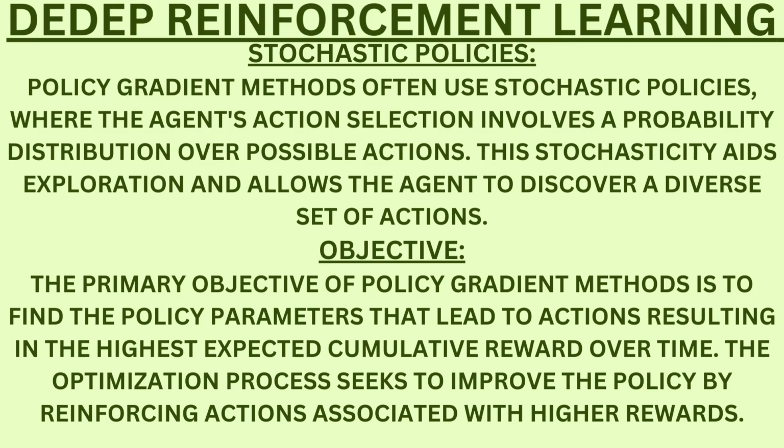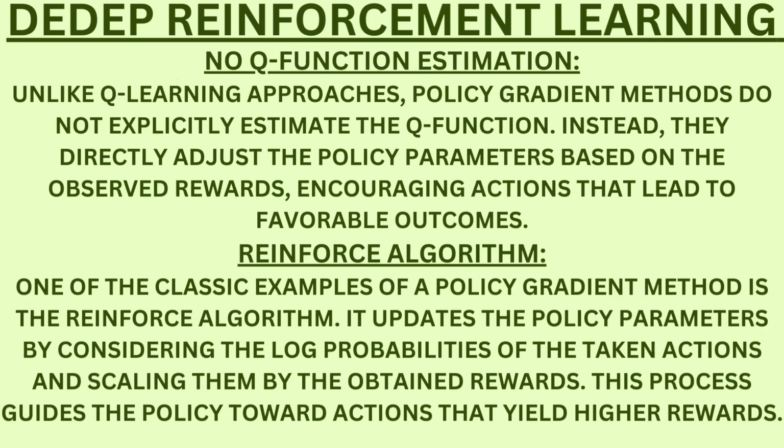The optimization process seeks to improve the policy by reinforcing actions associated with higher rewards. No Q function estimation. Unlike Q learning approaches, policy gradient methods do not explicitly estimate the Q function. Instead, they directly adjust the policy parameters based on the observed rewards, encouraging actions that lead to favorable outcomes.